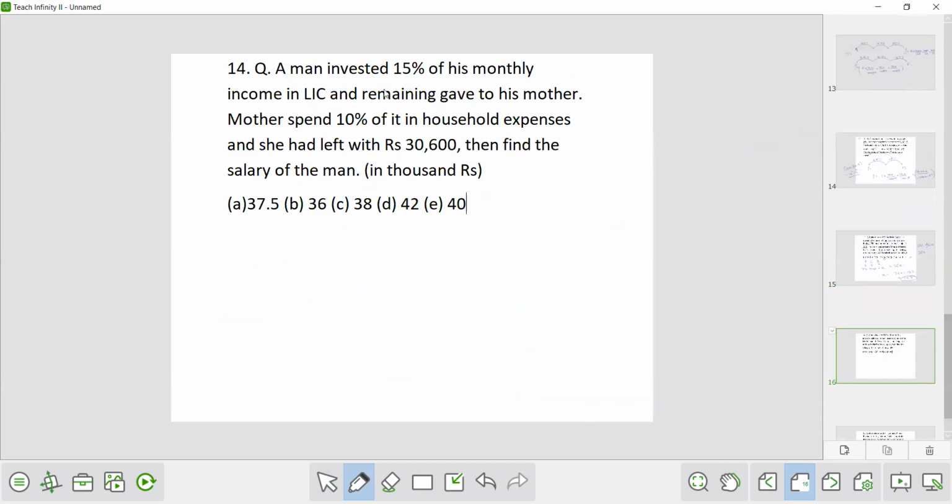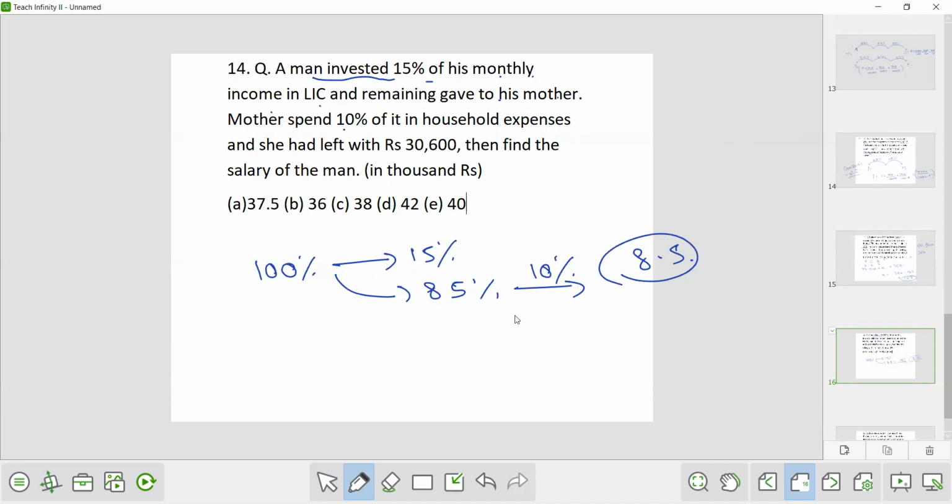Okay. The next question. A man invested 15% of his monthly income in LIC. So initially he had 100%. Out of that he invested 15%. How much is the remaining? So 85% is the remaining. And the remaining he gave to his mother. So 85% he gave to his mother. Mother spent 10% of it. So 10% of 85 is how much? 8.5. So 8.5 got spent. So how much is the remaining? So 76.5.